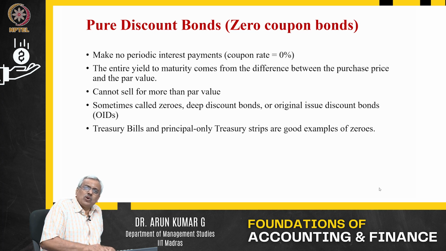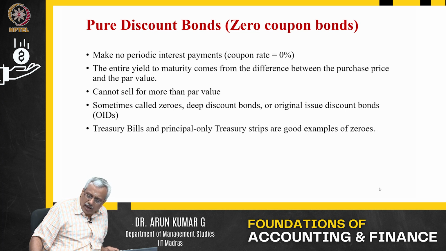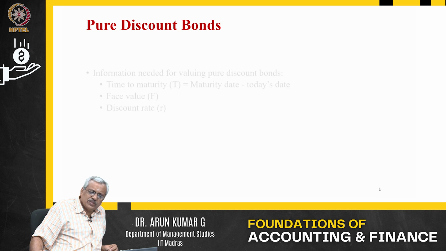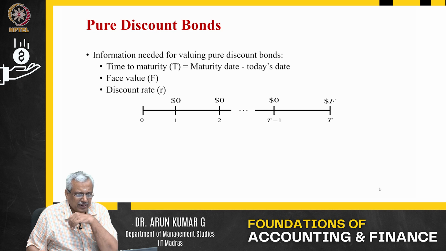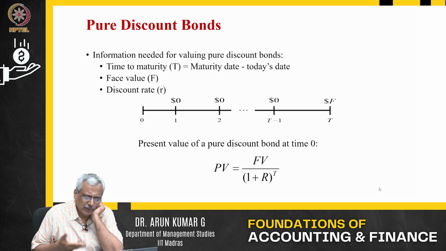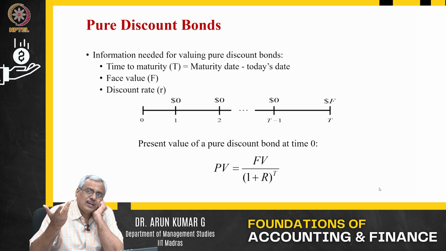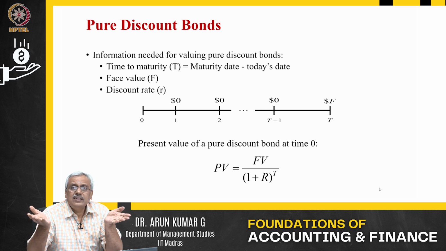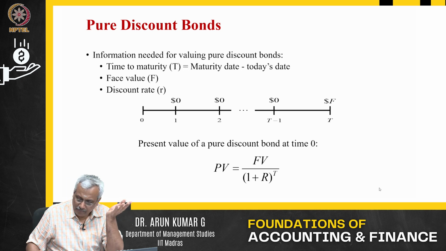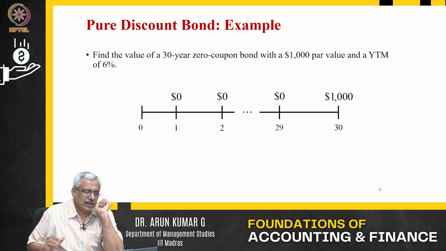Please note, a zero coupon bond can never sell at a price which is more than the par value of the bond. These are also called pure discount bonds. Time to maturity, face value and discount rate are all three important here. Face value is the money that you are going to get at the end of the tenure. I have just tried to build an example. So how do we do it? Present value is the future face value, 10 years down the line, divided by the discount factor for the specific time period. That's all we are looking at in this case.